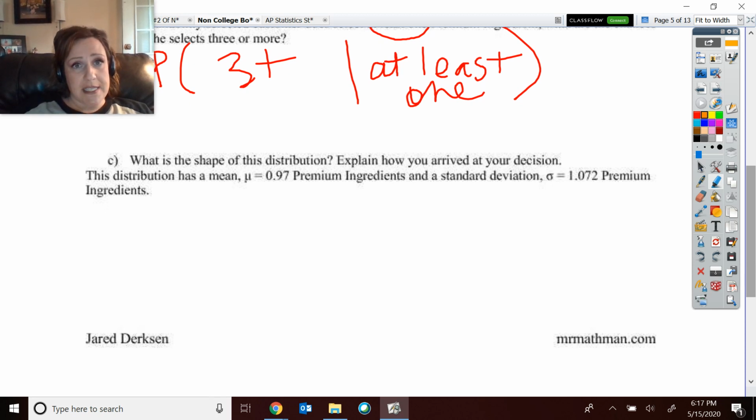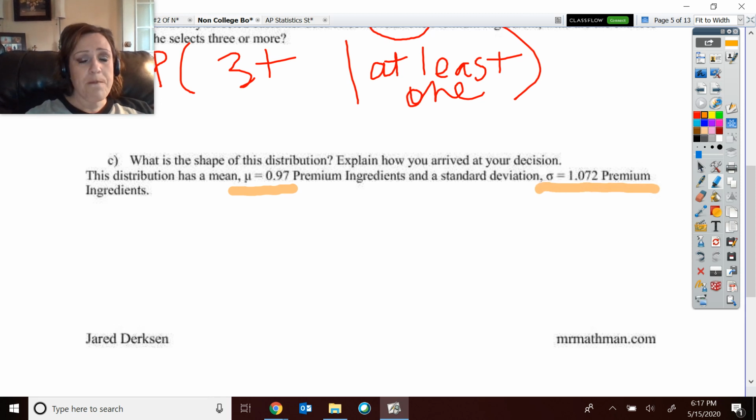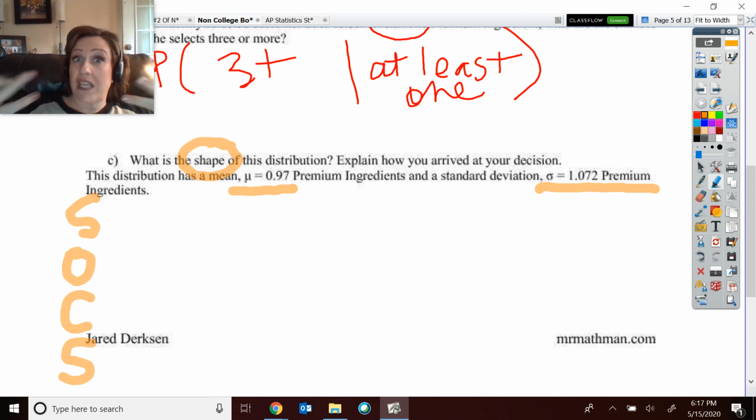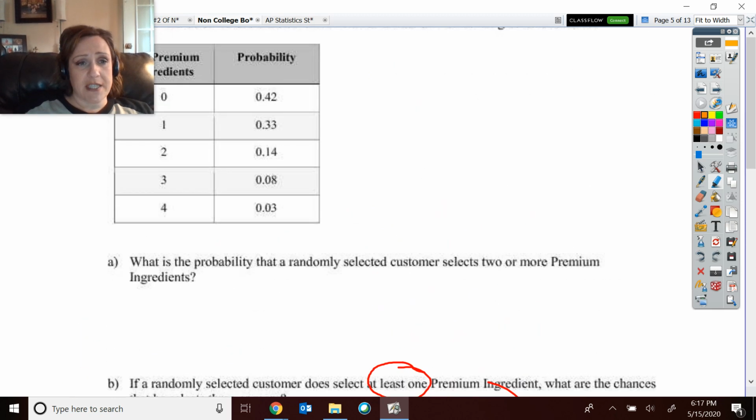So I was surprised in this problem, FYI, that they went ahead and told us the distribution has a mean of this and a standard deviation of this, and only asked us about the shape. I was surprised that they did not ask us to do the full SOCS. They do that later, but anyway, that was one thing that was of interest to me. So let's discuss that.